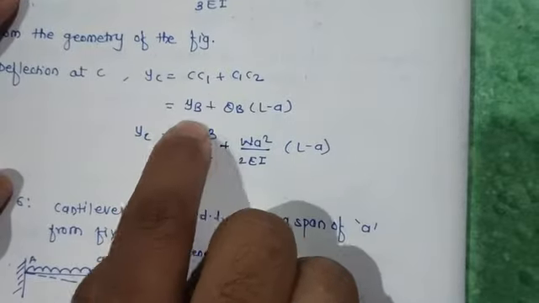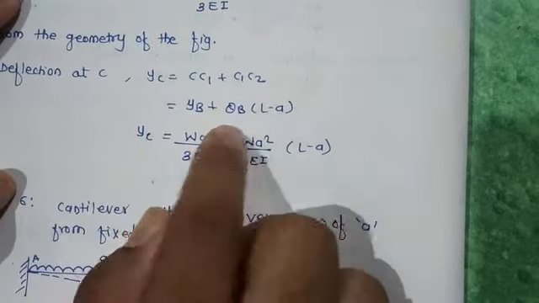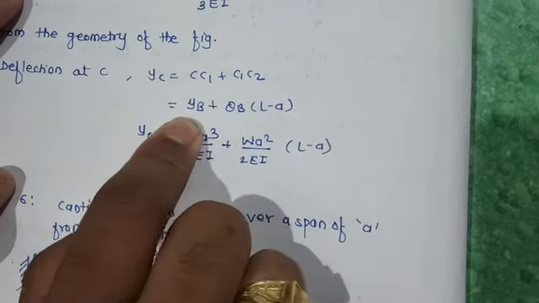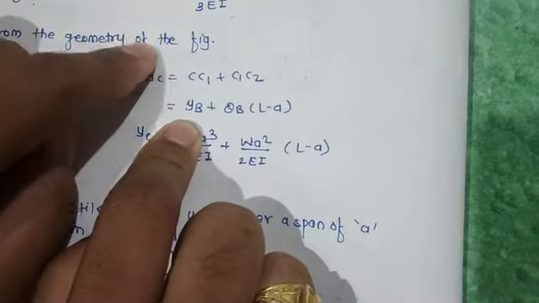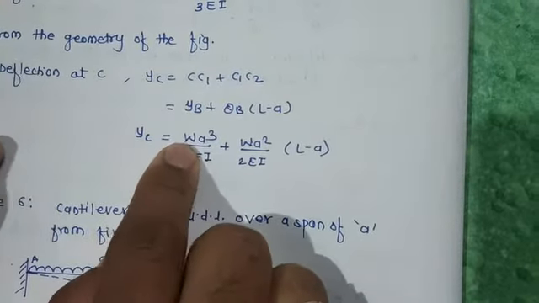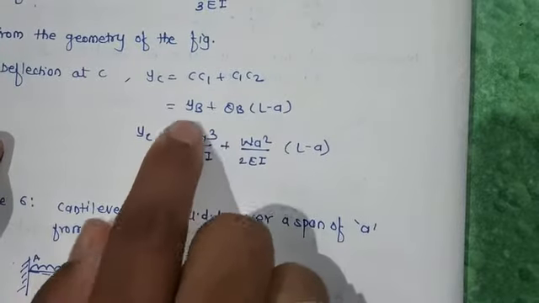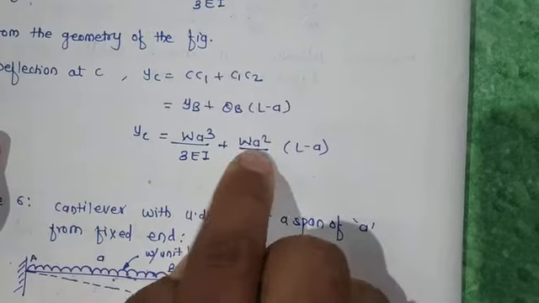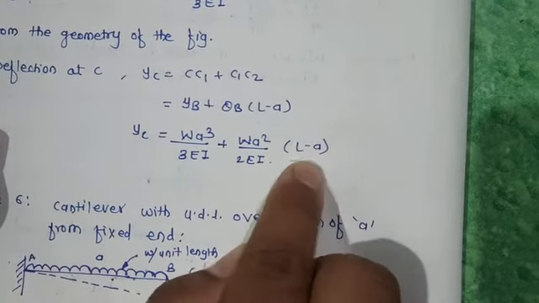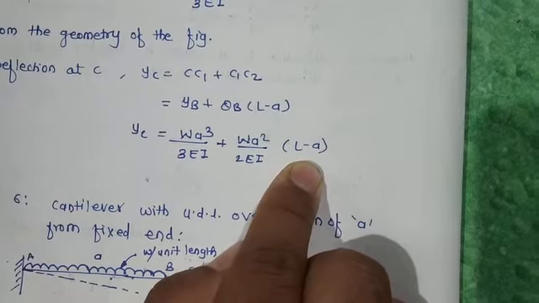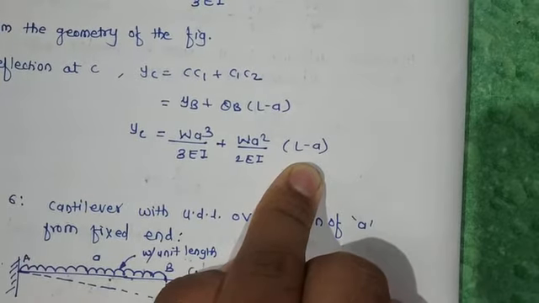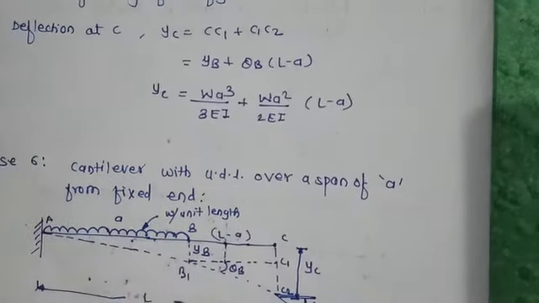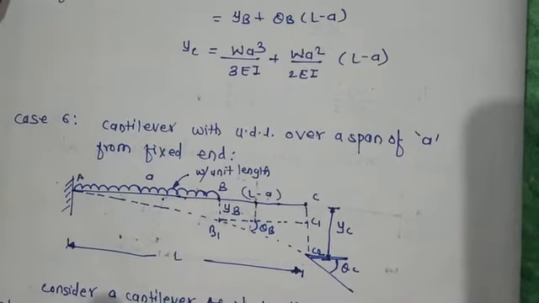So C1 is YB, plus C1C2. C1C2 is theta B into L minus A. We already know YB. So YC is equal to the value of YB, W A cube divided by 3 EI, plus the value of theta B, W A square divided by 2 EI, into L minus A. This is a cantilever with point load not at the free end, that is, at some distance. Now the next case will be similar, with only a little change.